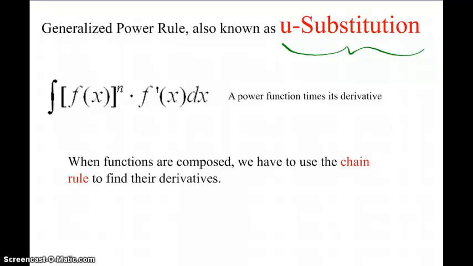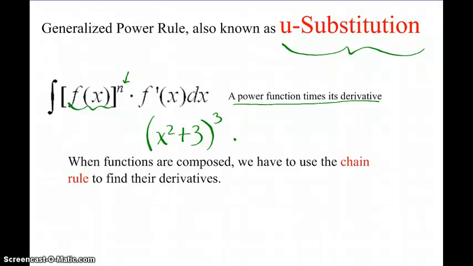So let's look at a power function times a derivative. Let's say I have some function f of x, and it is raised to the power of n. In other words, it is a composed function, whatever it looks like. And it's multiplied by the derivative of the function that's inside. All right?